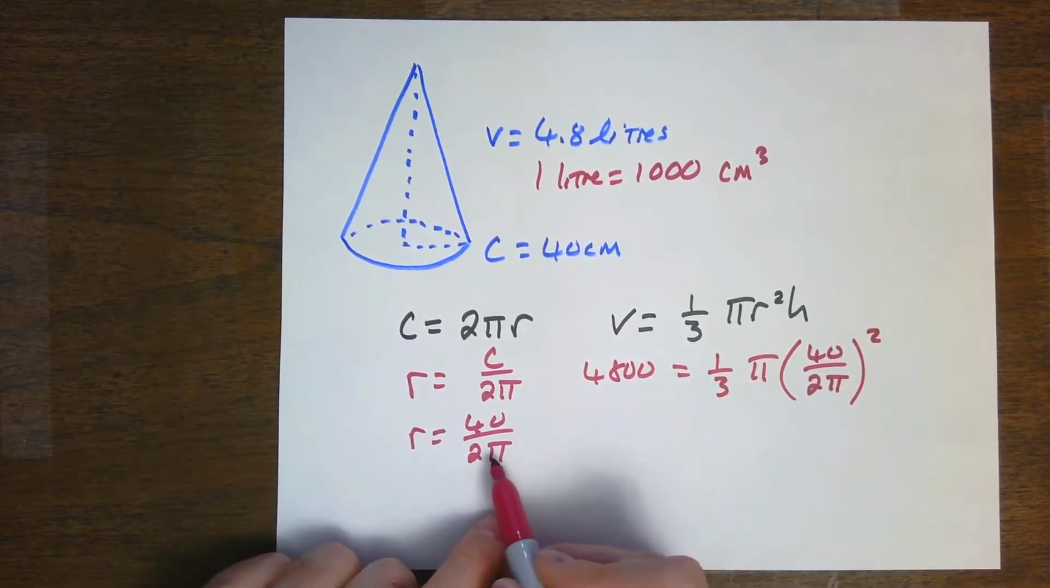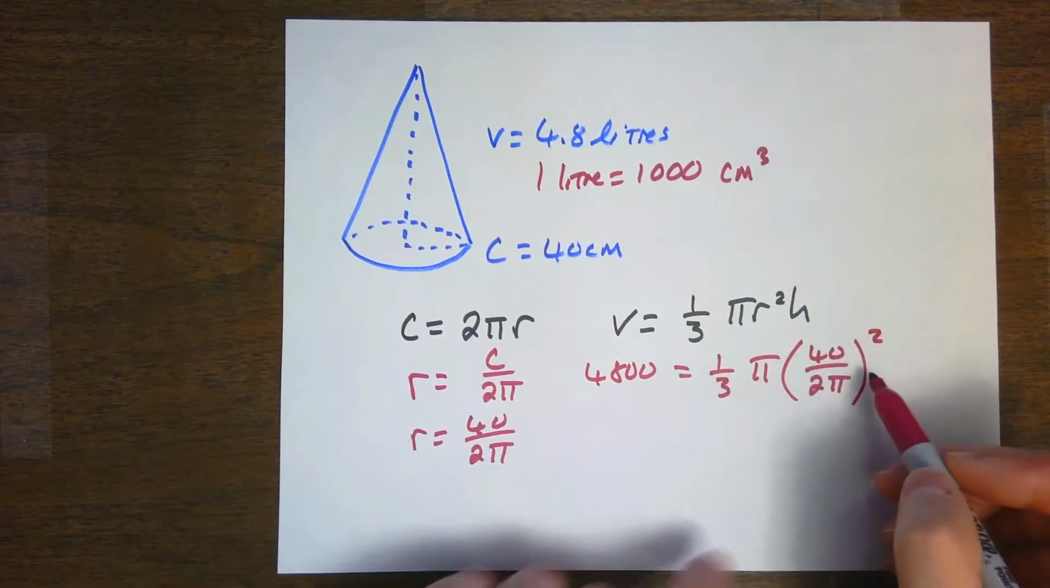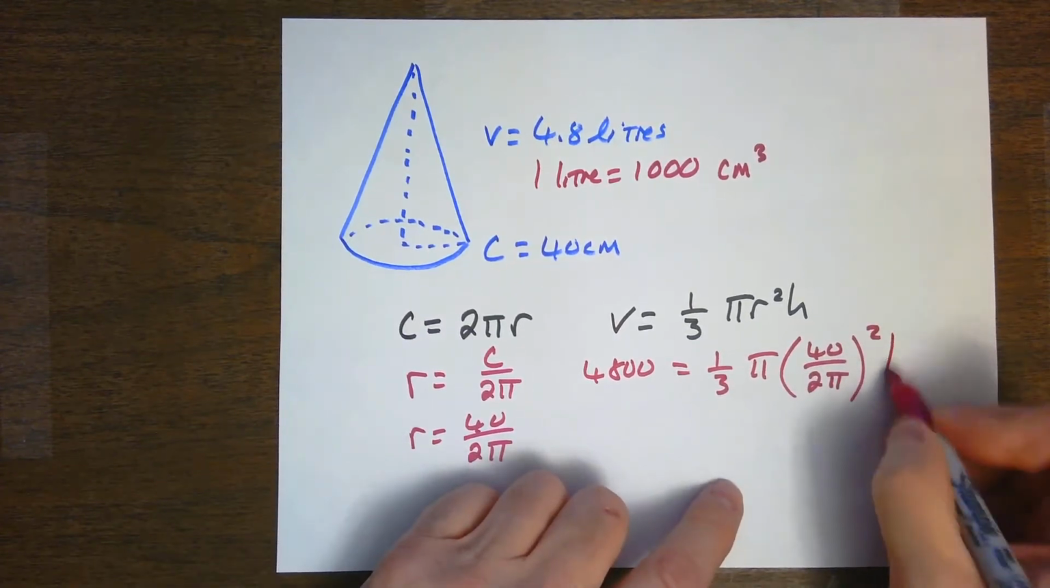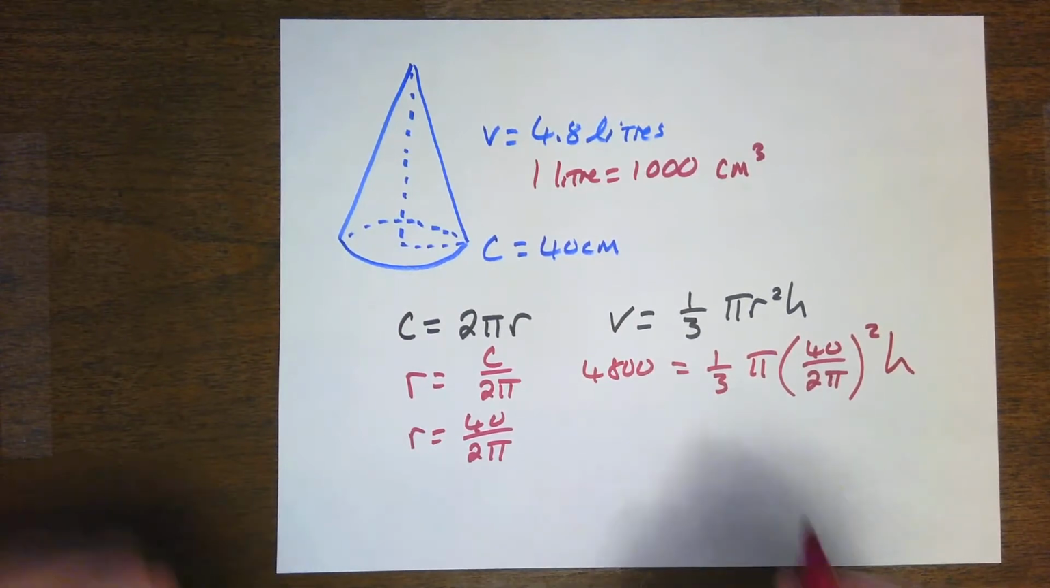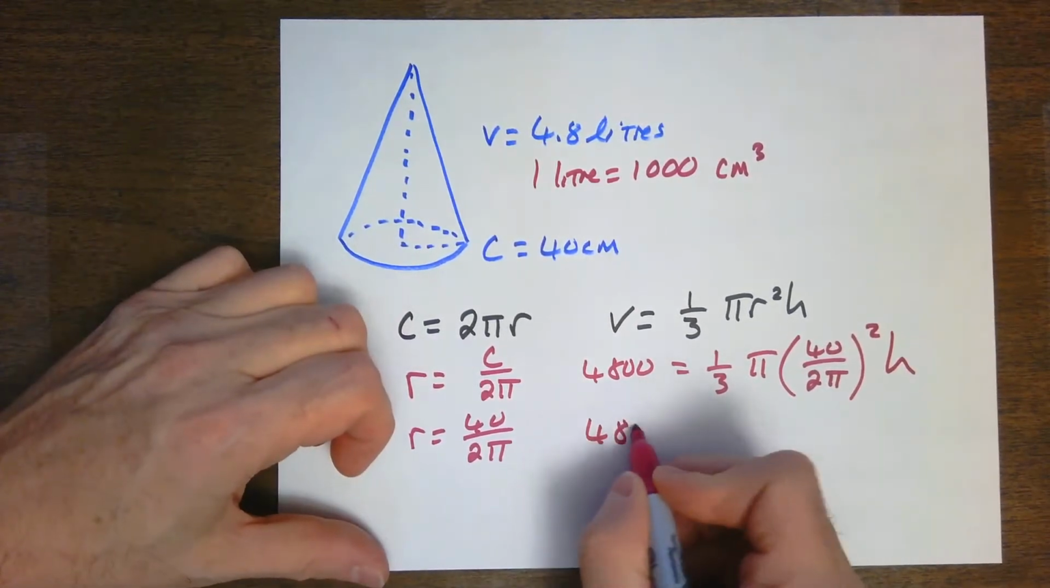20 over pi would be better, and make it a little bit easier, but I just want you to see in your notes where that came from, times the height. Now I want to solve this for height. All right, so let's see. Let's do a little bit of work here.